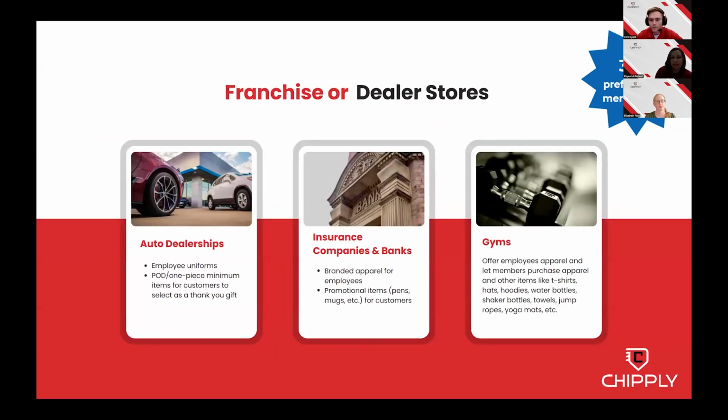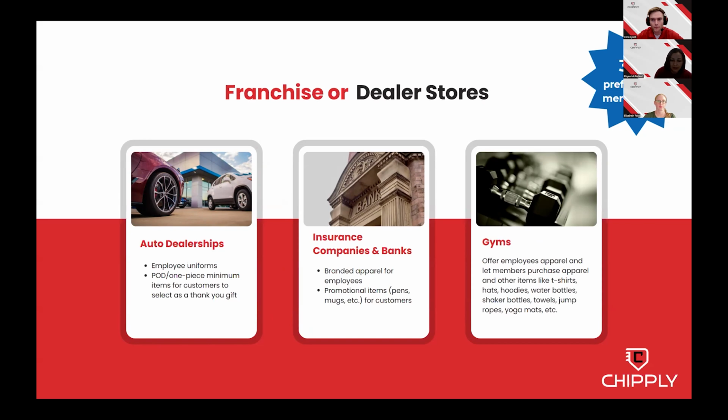Okay, franchise and dealer stores. Things like auto dealerships, insurance companies and banks, gyms, things where it's the same business but in multiple locations. Online stores can really streamline those different branding opportunities. It'll make sure that employee uniforms are the same across the different branches. They can use them in other ways as well, like customer appreciation gifts are really helpful.